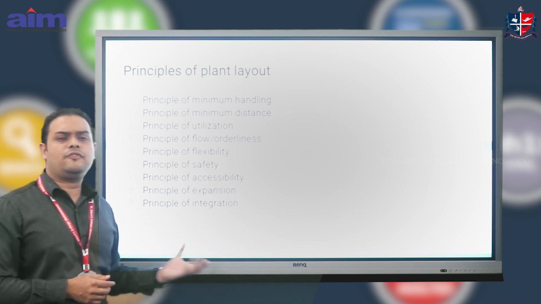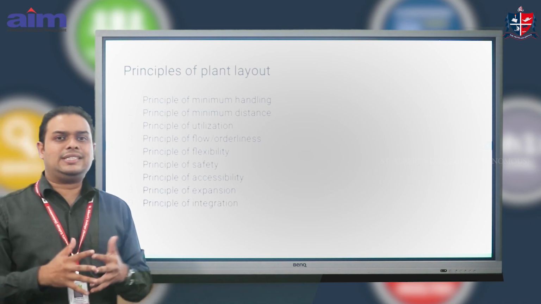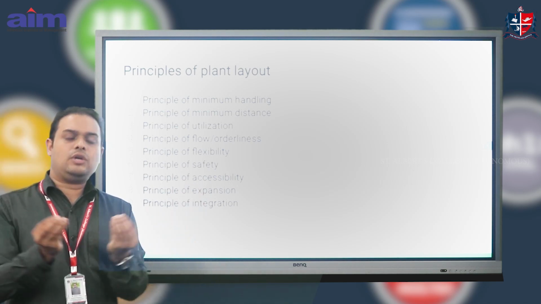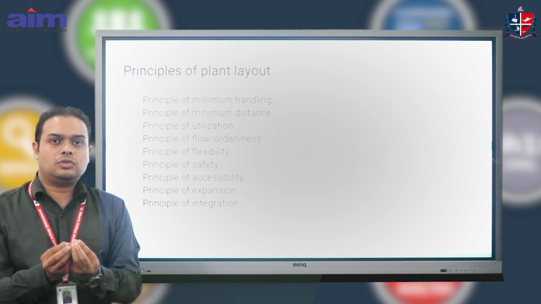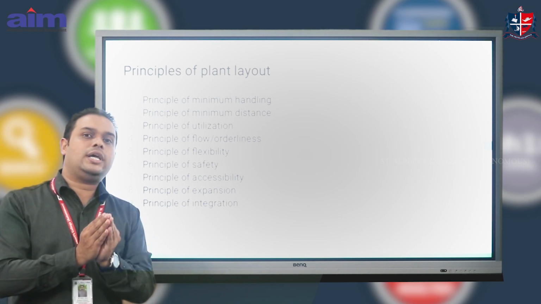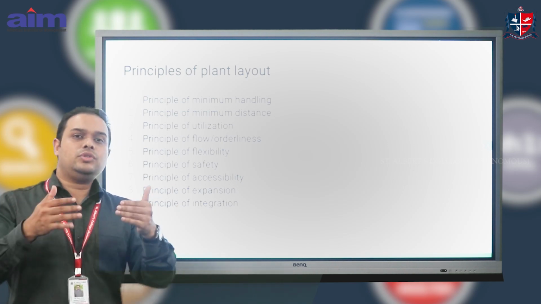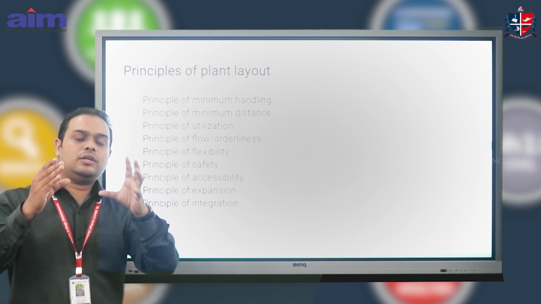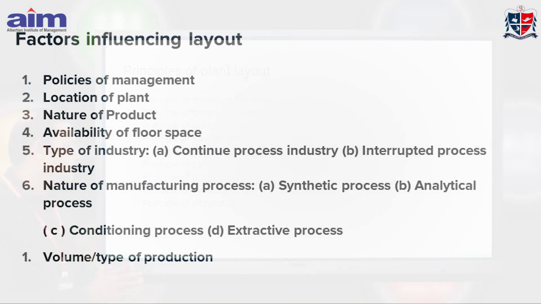Then you also have principle of integration. Integration means integrating or co-joining of different aspects of production. Because there are many things in the factory that require close working, or they need to be coordinated. So the layout should be such that it ensures a certain degree of integration.